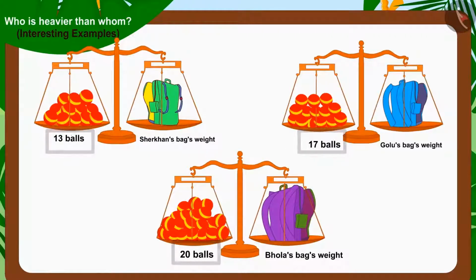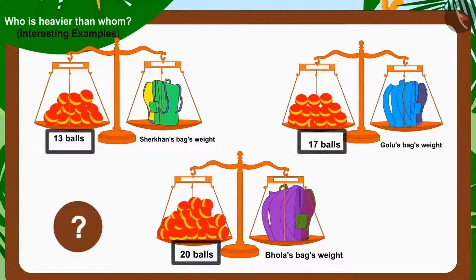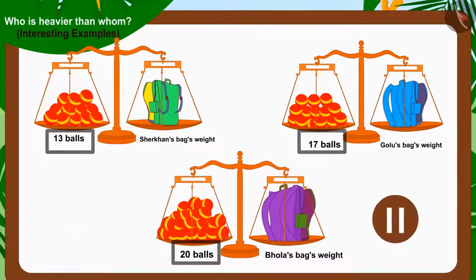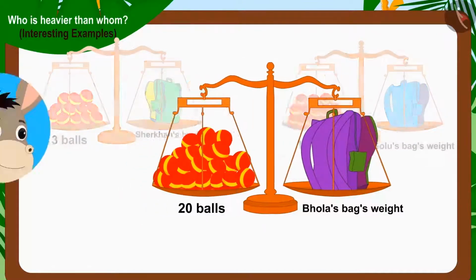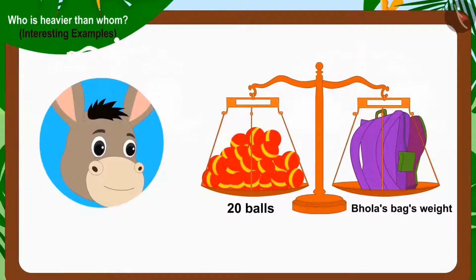Now, can you tell whose bag weighs the most? If you want, you can pause the video and find the answer. Well done! Your answer is absolutely correct. The highest number of balls is 20 balls and is equal to the weight of Bhola's bag. That's why Bhola's bag is the heaviest.